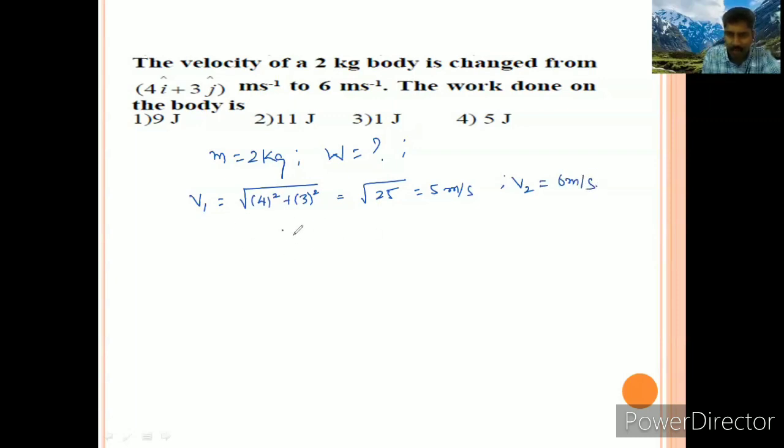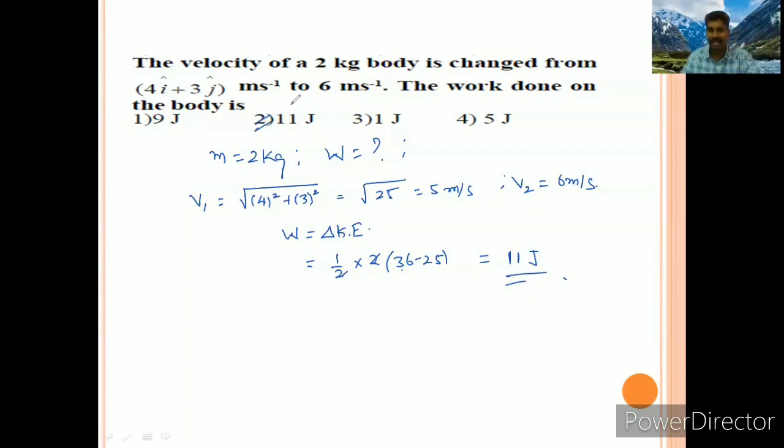Now by the work energy theorem, work done is equal to change in kinetic energy. So half m value is 2, so half into 2 times the final velocity square minus initial: 36 minus 25. That is nothing but, the 2 will cancel. How much do we get here? So 11 joules is the correct answer. So the second option is correct. Next, one more problem.